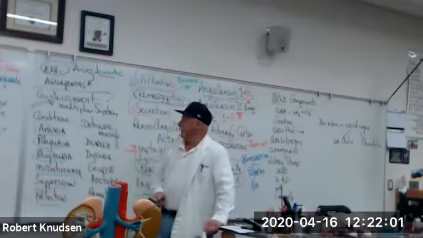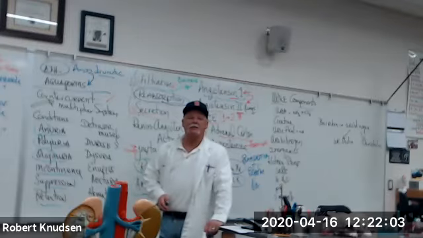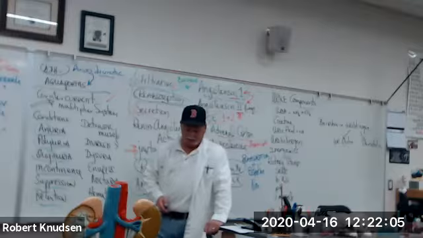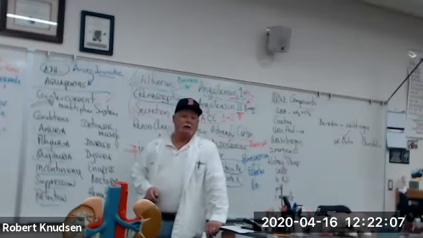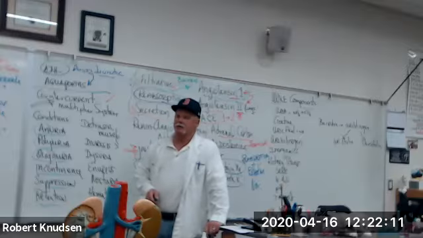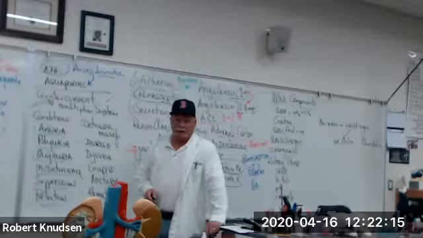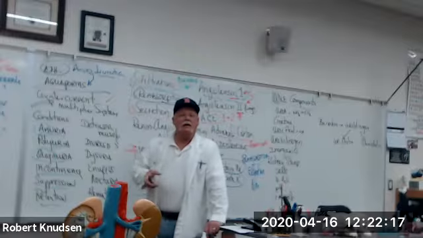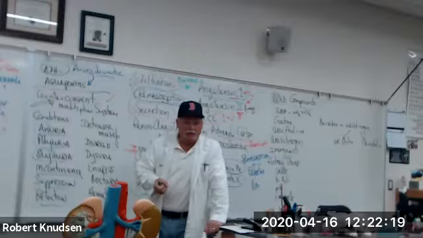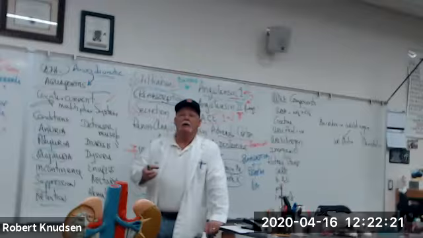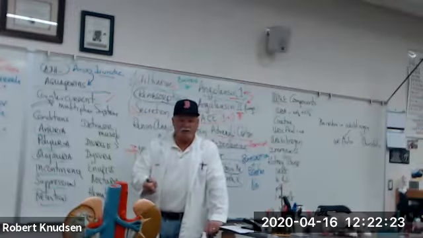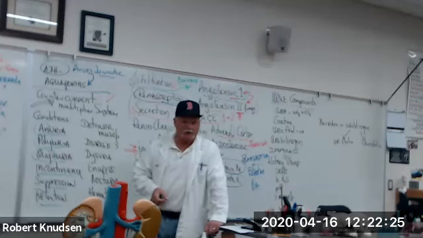Retention. Okay, retention means you're making it, but you can't get rid of it. Okay, for you Vicodin addicts, one of the side effects in some people of opiate use is urine retention. The skeletal and smooth muscle stay contracted and you can't get rid of it.